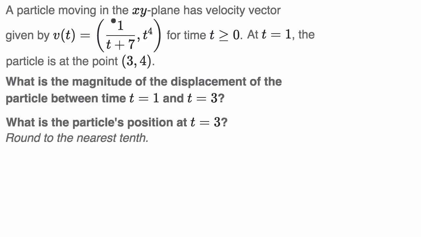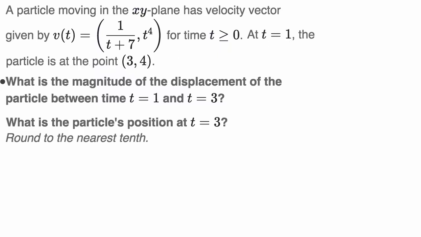A particle moving in the xy plane has velocity vector given by v of t is equal to all of this business. And so using this notation, it just means that the x component of velocity as a function of time is 1 over t plus 7, and the y component of velocity as a function of time is t to the fourth for time t greater than or equal to 0. At t equals 1, the particle is at the point (3, 4).